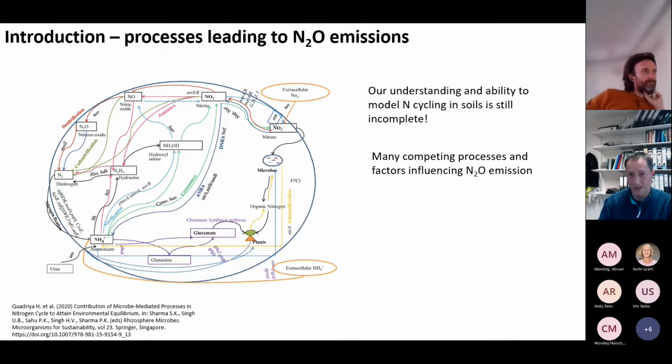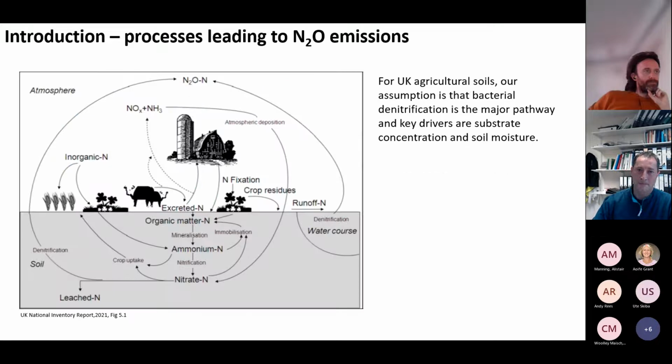So our understanding and ability to model nitrogen cycling is still incomplete because these diagrams keep changing and more bits keep getting added. And in terms of nitrous oxide emissions, there are lots of different competing processes which will influence how much substrate there is, and how much the process will go down those different pathways. So very complicated and very difficult to capture and to predict.